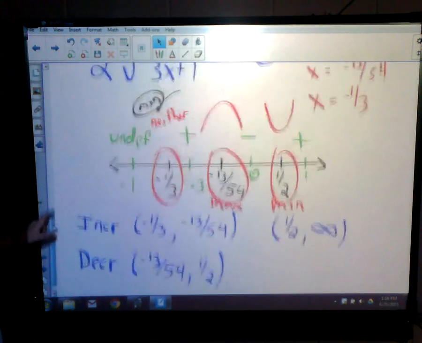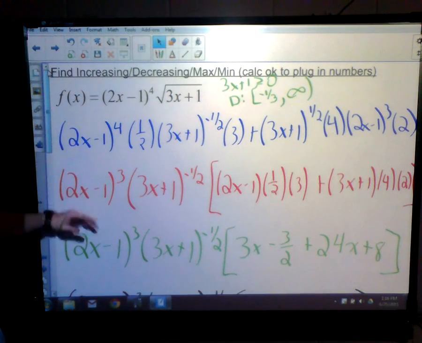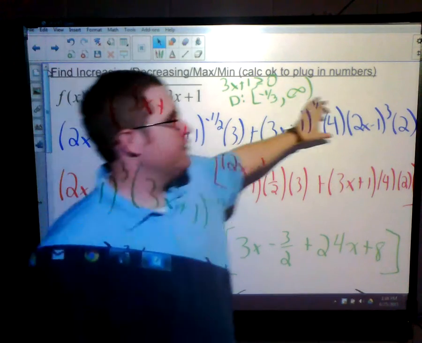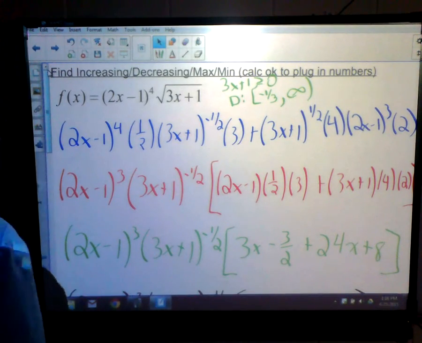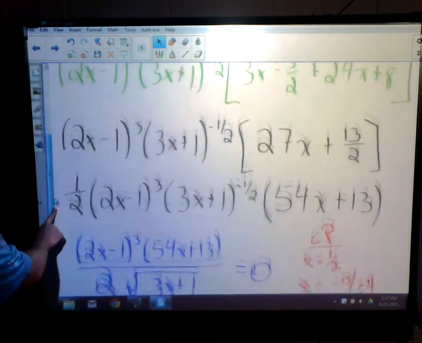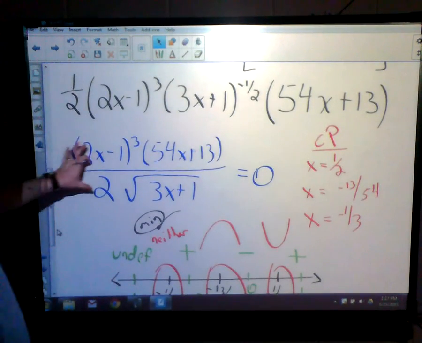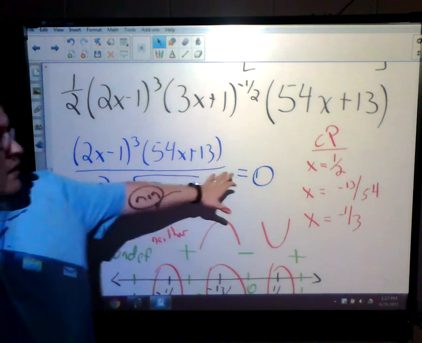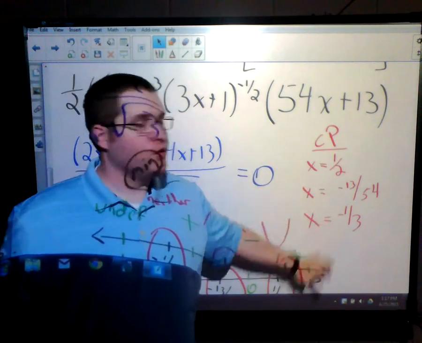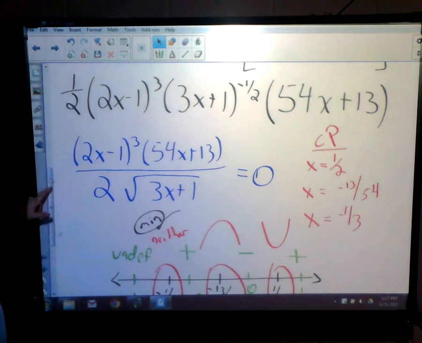Okay? Quick review. First of all, take the derivative, product, chain rule. It's a long process, but by this time you should have it. Start factoring. Factor all the way down as far as you can. Simplify this as much as you can. Set it equal to 0. Find your critical points. Draw a number line.